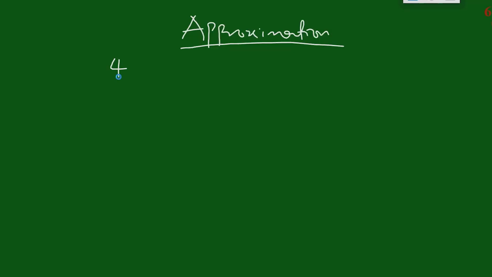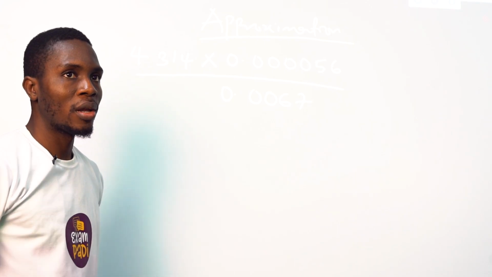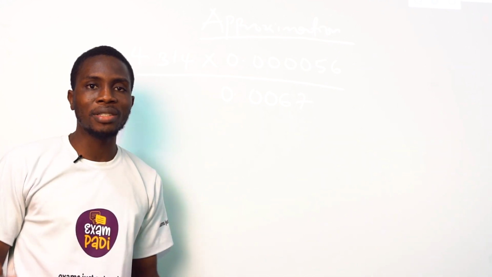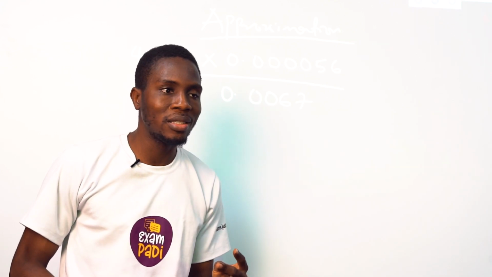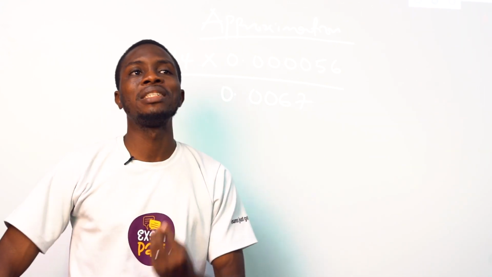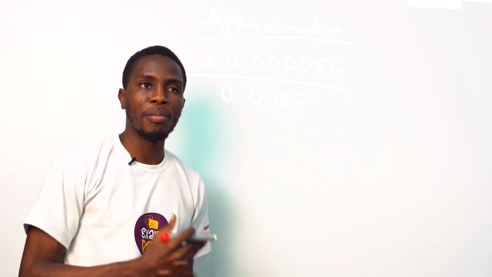So we have 4.314 multiplied by 0.000056 divided by 0.0067. Now, like I said earlier, I'm going to be addressing this question using two different methods. That is the calculator method and the standard form method. Let me take you through the standard form method.